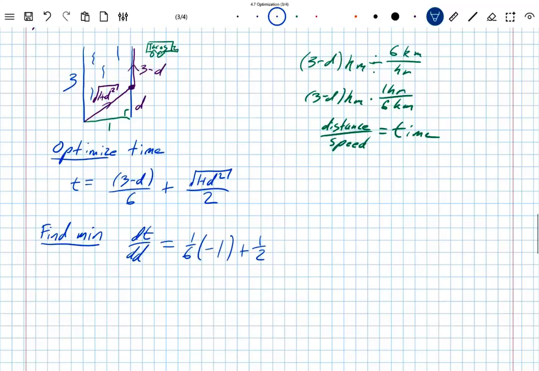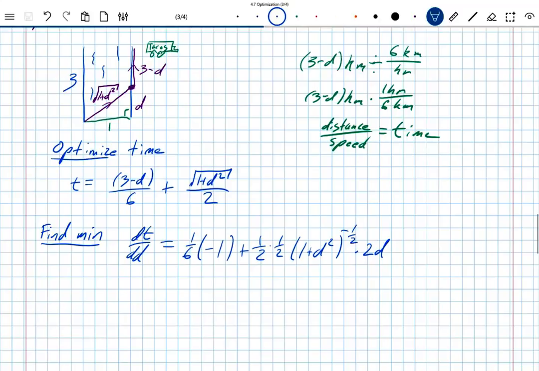So if I recall, the derivative of a square root is going to give me another 1/2 times 1 plus d squared to the -1/2. I have to do my chain rule times 2d. Many correct ways of writing this. You might have written this as 1 over 2 square root of 1 plus d squared. But don't forget that chain rule for that d squared.